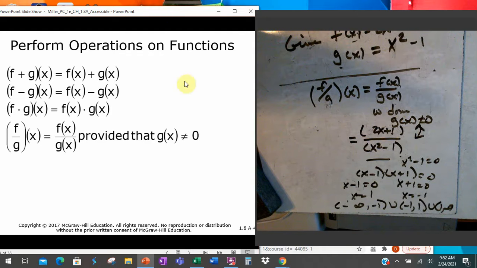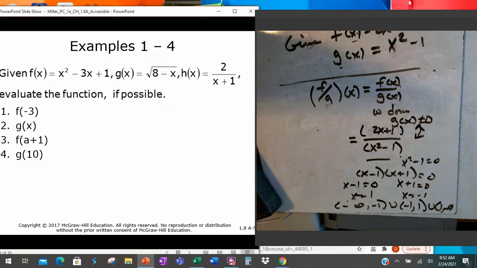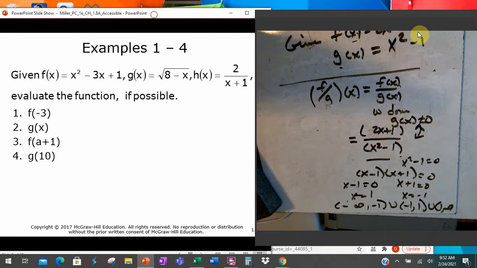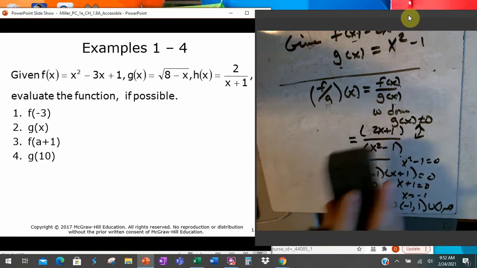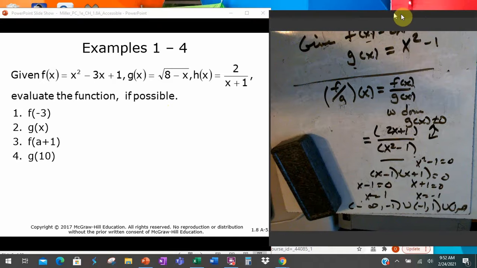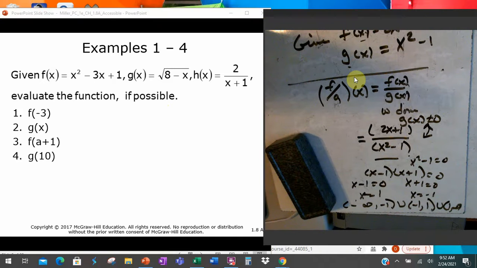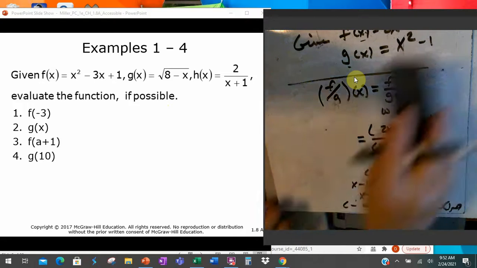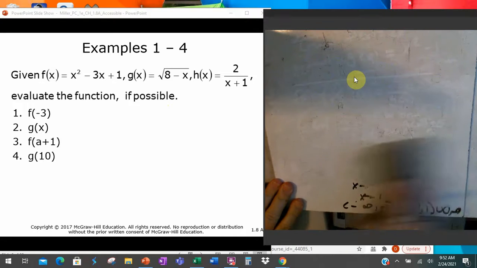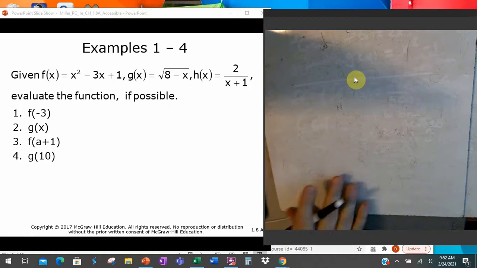So let's go through and work on some of these and see if we can pick up definitions, what they mean, and how we do, okay? There's some mixture of review in here, and then there's some other stuff as well. So let's go through our general function review and evaluating functions.